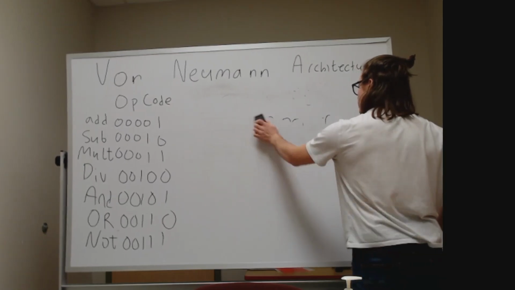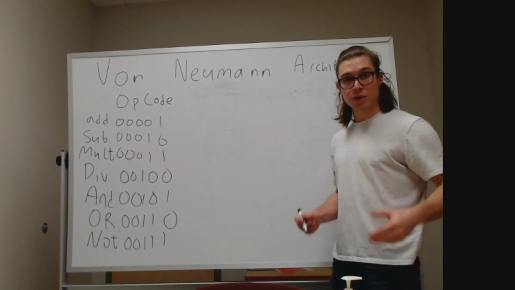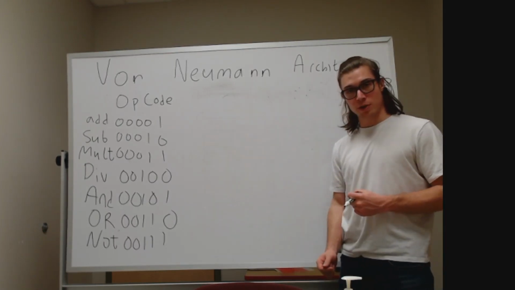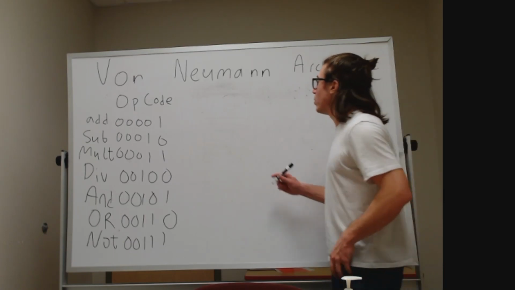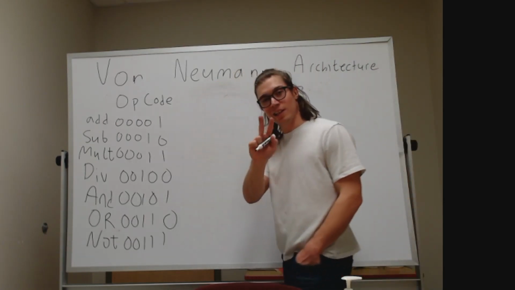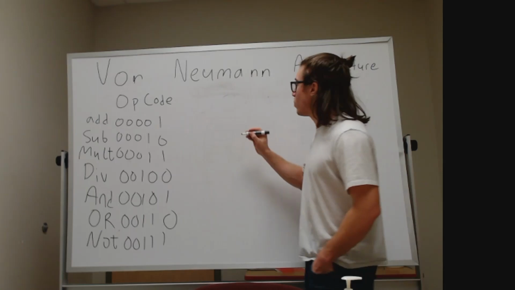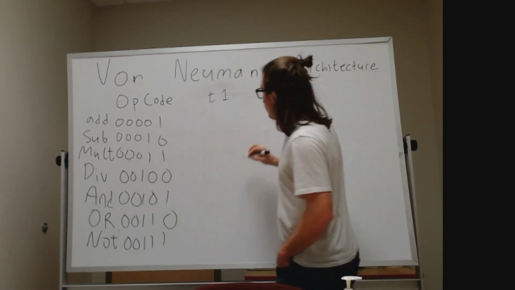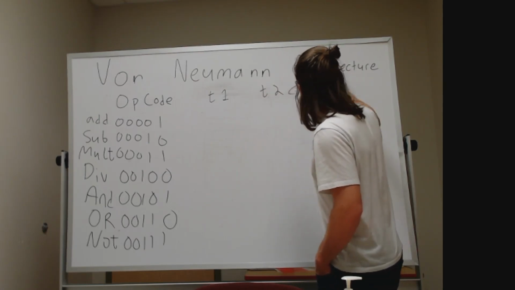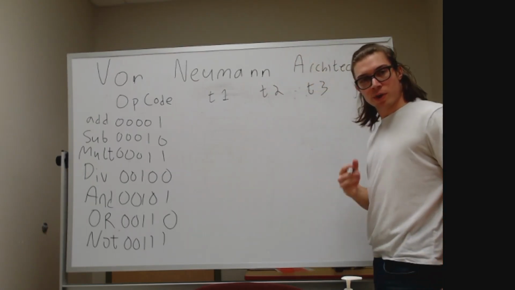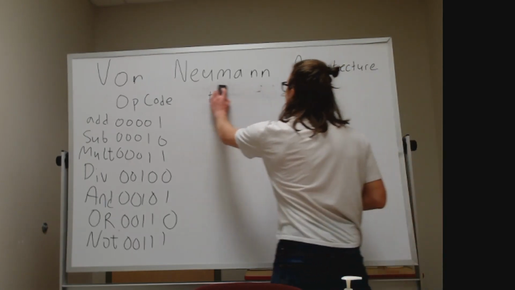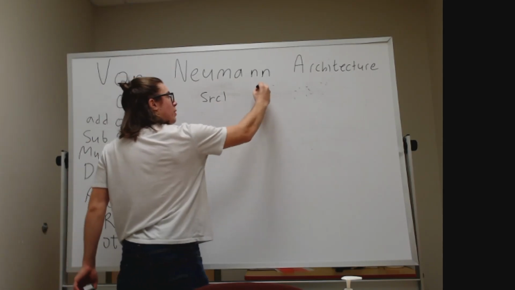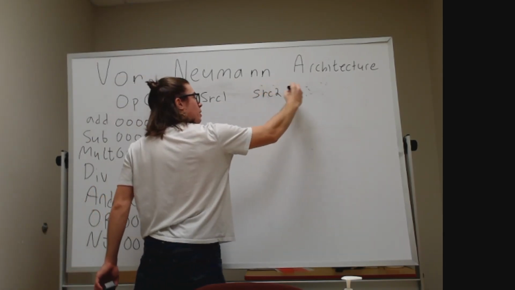Now the question is, what do we apply these operators to? And so each code is actually more than just the operation code. Each code is also made up of at least 2 more components. And those components are, we can call them T1, T2, and T3 for target 1, target 2, and target 3. But I'd rather say source 1, source 2, and destination.